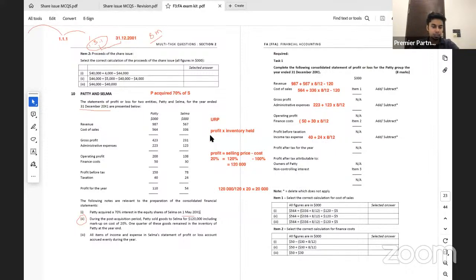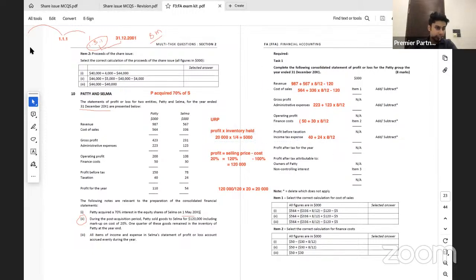Now take 20,000 and put it here. Multiply this by inventory held. How much is held? 1/4 remained inside the inventory. See, guys, 1/4 remained means 1/4. Divide that and take the answer. 20,000 multiplied by 1 divided by 4. Answer is 5,000.